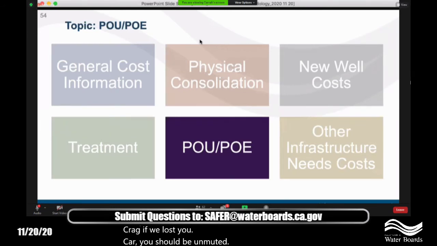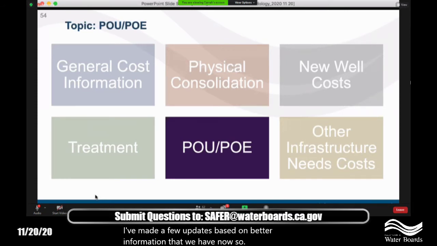Great, thank you. Okay, so I'm going to discuss the last two items that we're presenting today, which is point of use, point of entry, and other infrastructure needs costs. So some of you may remember the point of use and point of entry costs were actually presented last time, but we've made a few updates based on better information that we have now. So I'm going to go over that.